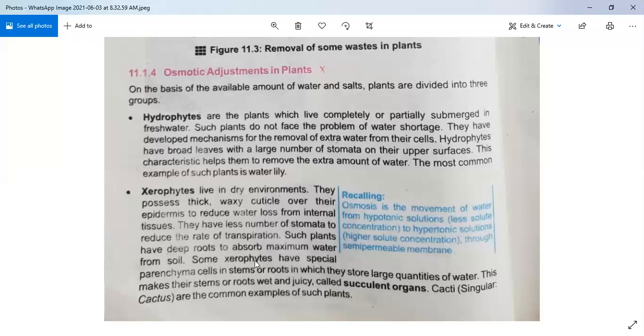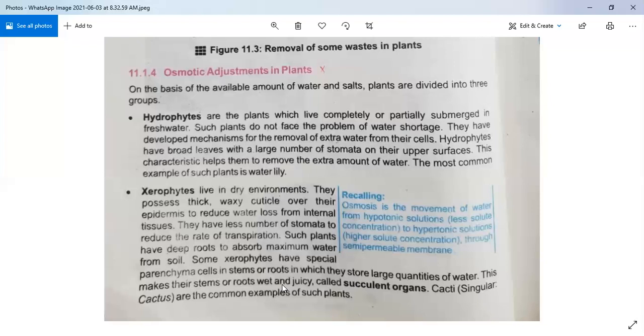Some xerophytes have special parenchyma cells in stems or roots in which they store large quantities of water. This makes their stems or roots wet and juicy. So this is also interesting information. These types of plants absorb maximum water, and we also discussed in class 9, chapter 4, plant tissues, that all plant tissues have parenchyma cells, present in stems or roots, and their function is to store a large quantity of water.